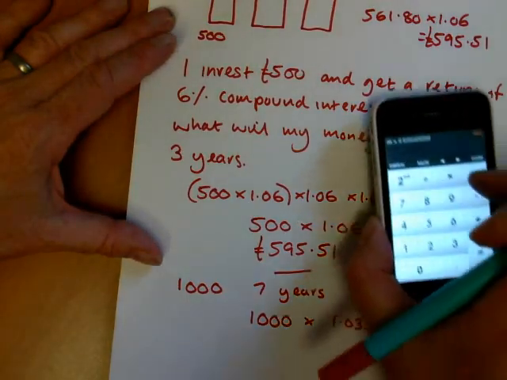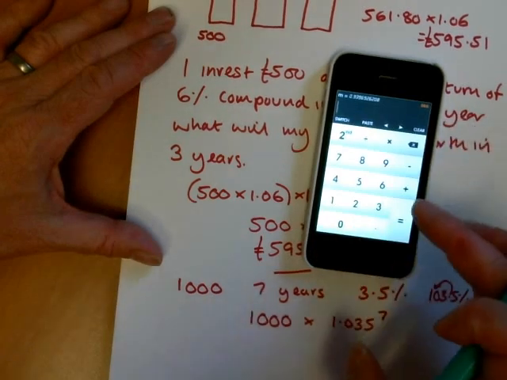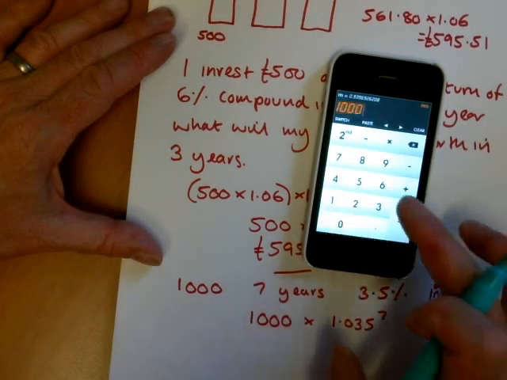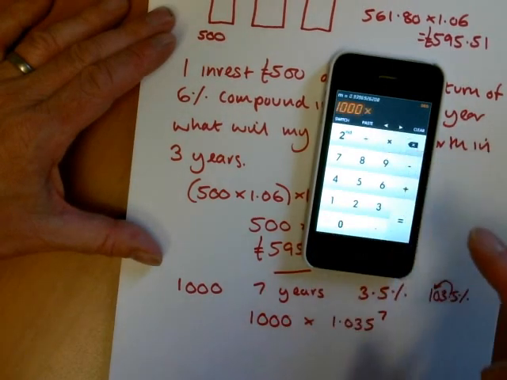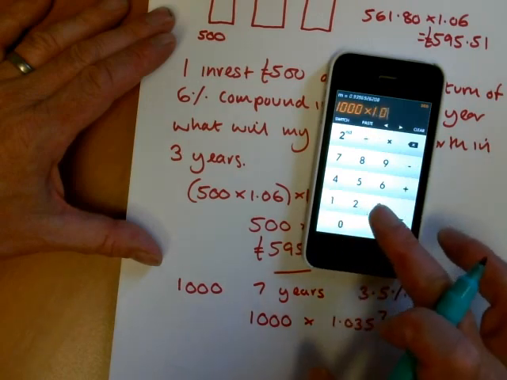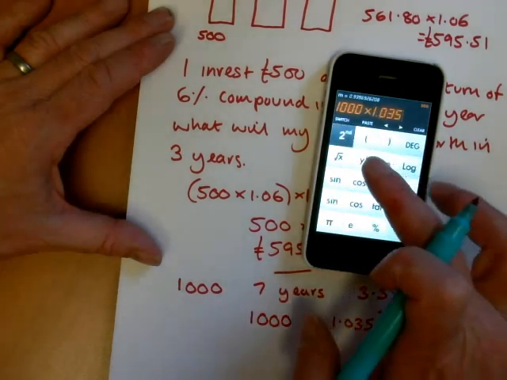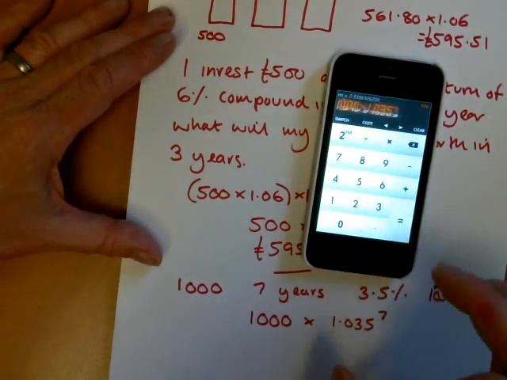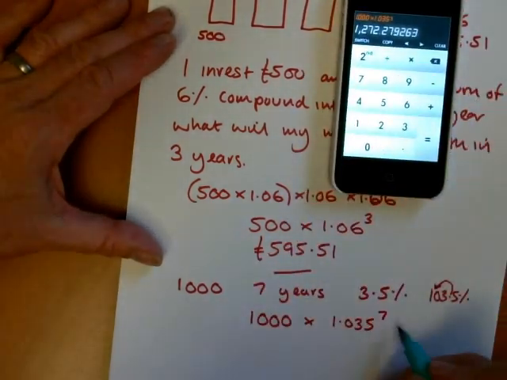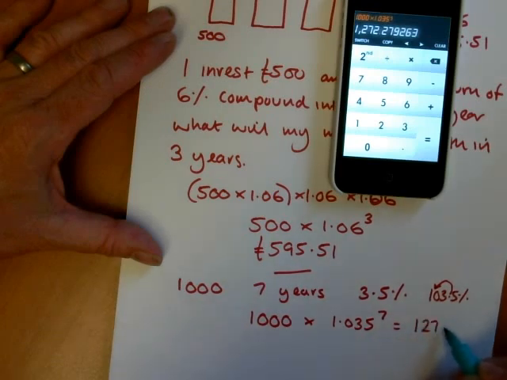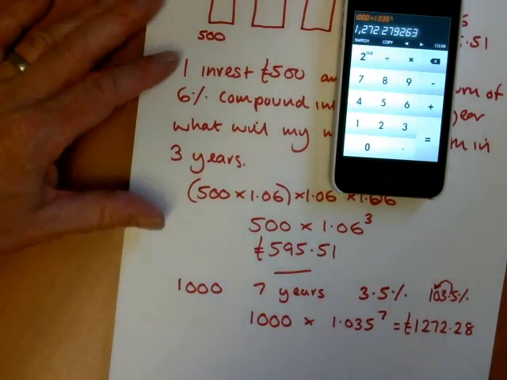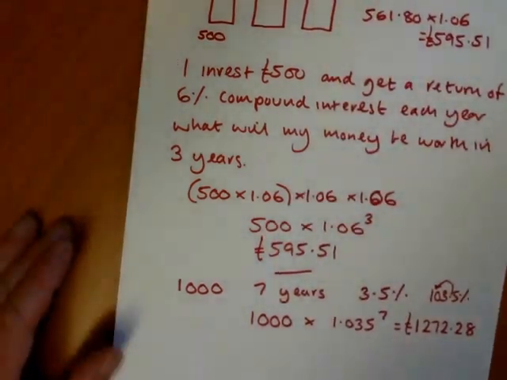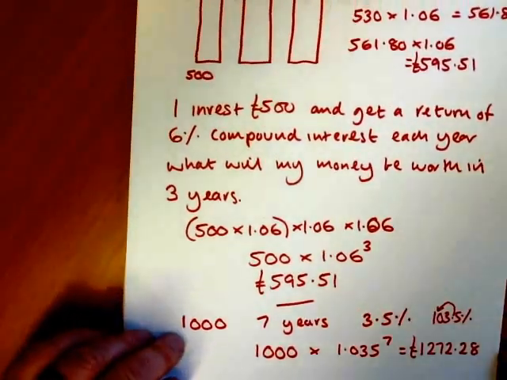So get the calculator out, I'll show you how to do that once again. So we've got 1,000 times 1.035 to the power 7. And we'll see it's made us quite a bit of money. We've made £272.28 profit. £1,272.28 is the amount it will be worth 7 years after we invested at a compound interest rate of 3.5%.